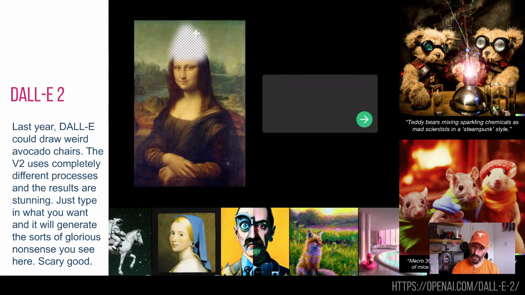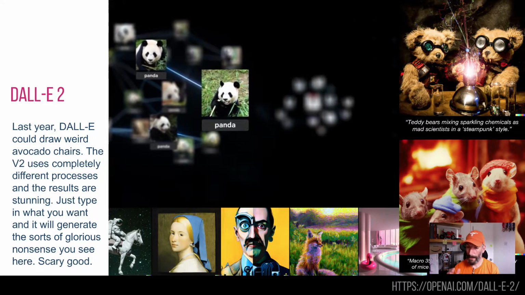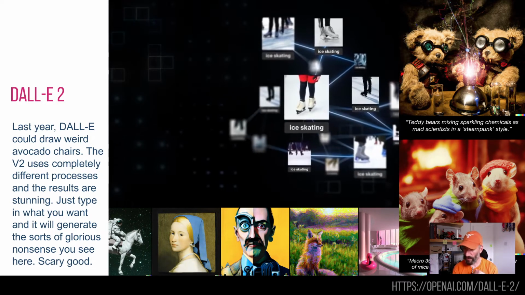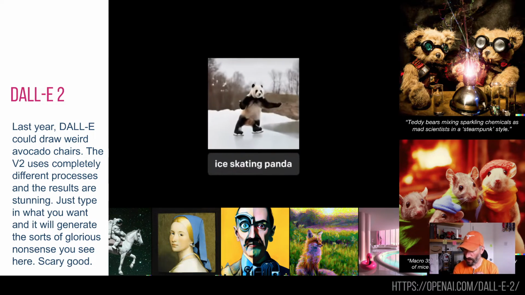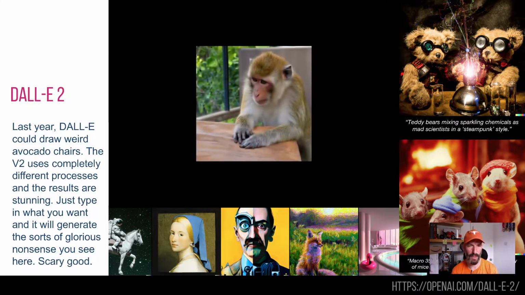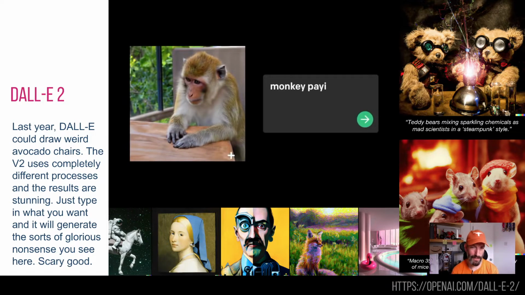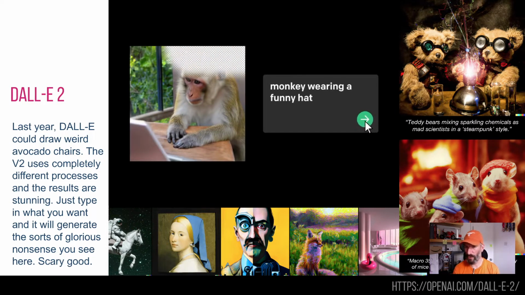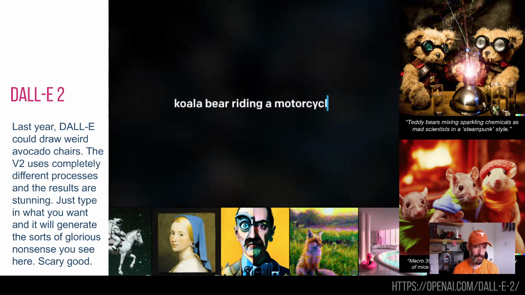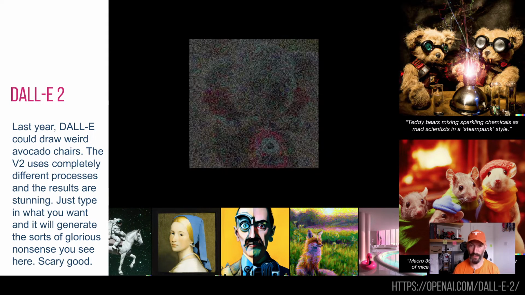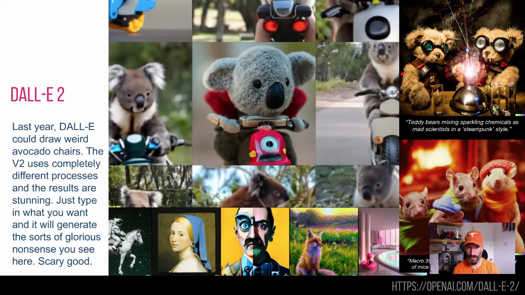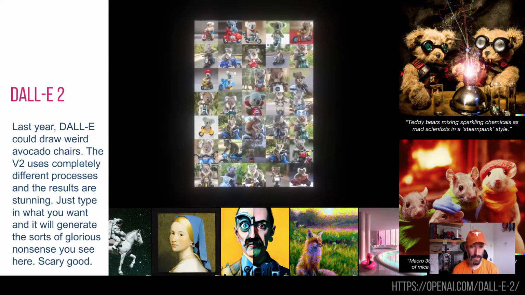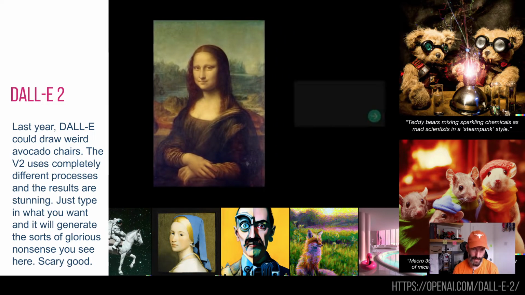As you can see in the top right, this is teddy bears mixing sparkling chemicals as mad scientists in a steampunk style. It made all that up. And at the bottom you see a macro 35mm photograph of a large family of mice wearing hats cozy by the fireplace, and that's what it created as well. So it's super powerful if you work in illustration, photography, Photoshop, if you're commissioning any sort of artwork, if you're an editor, for instance, of newspapers or magazines, then this is what you should be looking at and figuring out how on earth you work with this.